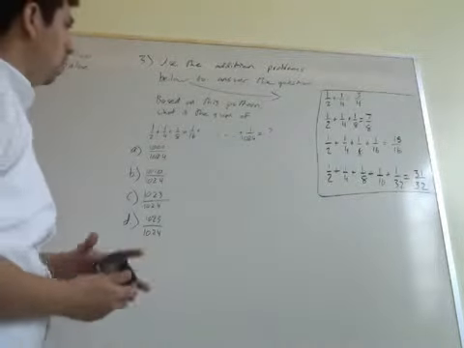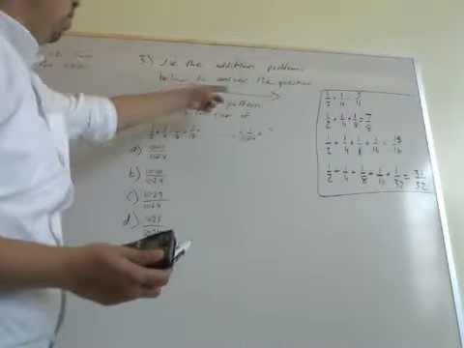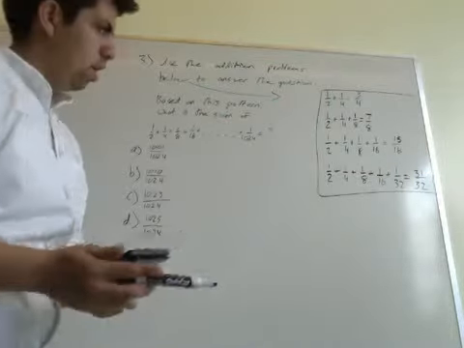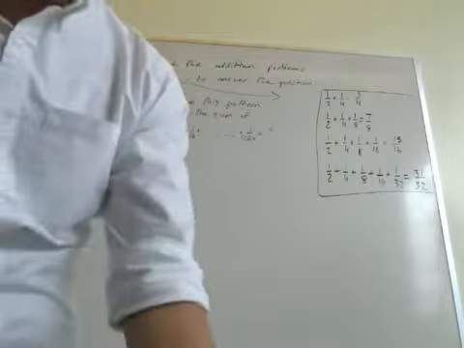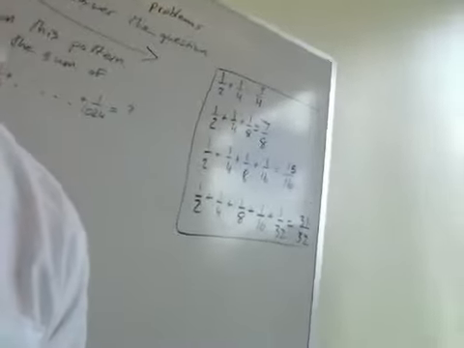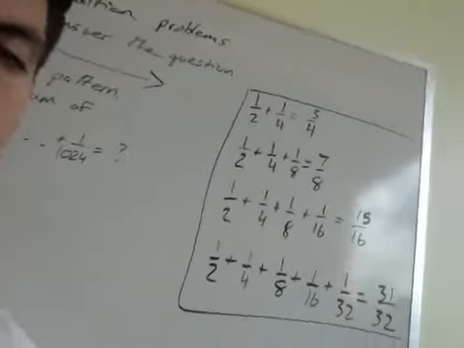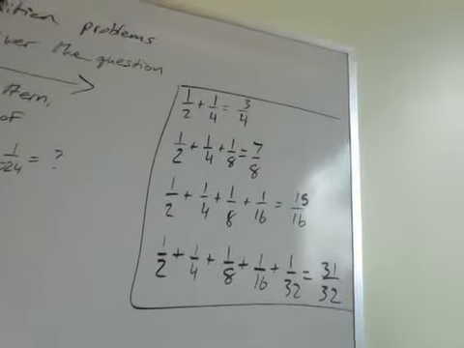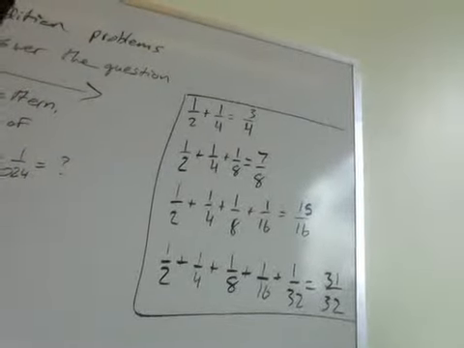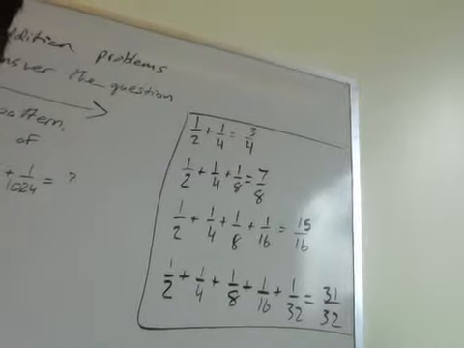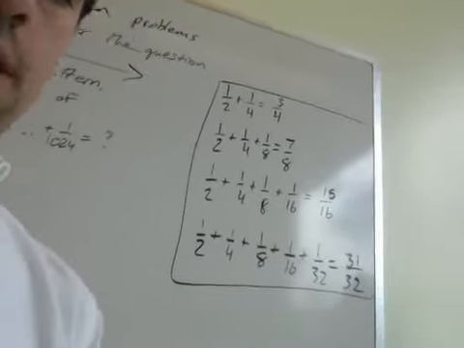So this problem says, use the addition problems below to answer the question. So they're talking about these right here. And I'll close up on it so you can see it. And then if you want to take a good look at it, you can put pause on this so you can see it clearly. There. Those problems. So 1/2 plus 1/4 equals 3/4. 1/2 plus 1/4 plus 1/8 equals 7/8. And so on and so forth. You should write these down and try to make sense of them yourself.